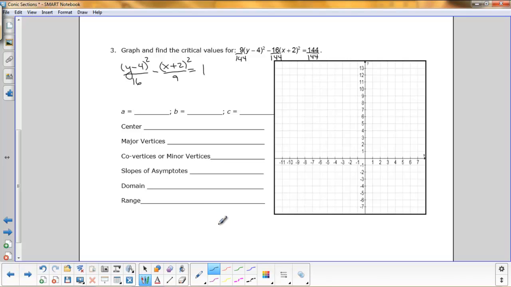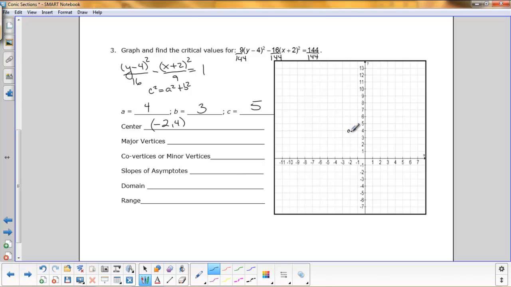Given all that information, we'll go ahead and fill in A, B, and C. A is 4, B is 3, and using c squared equals a squared plus b squared, we'll determine that the value of c is 5. The center of this is located at -2, +4. And now we'll stop here and graph.